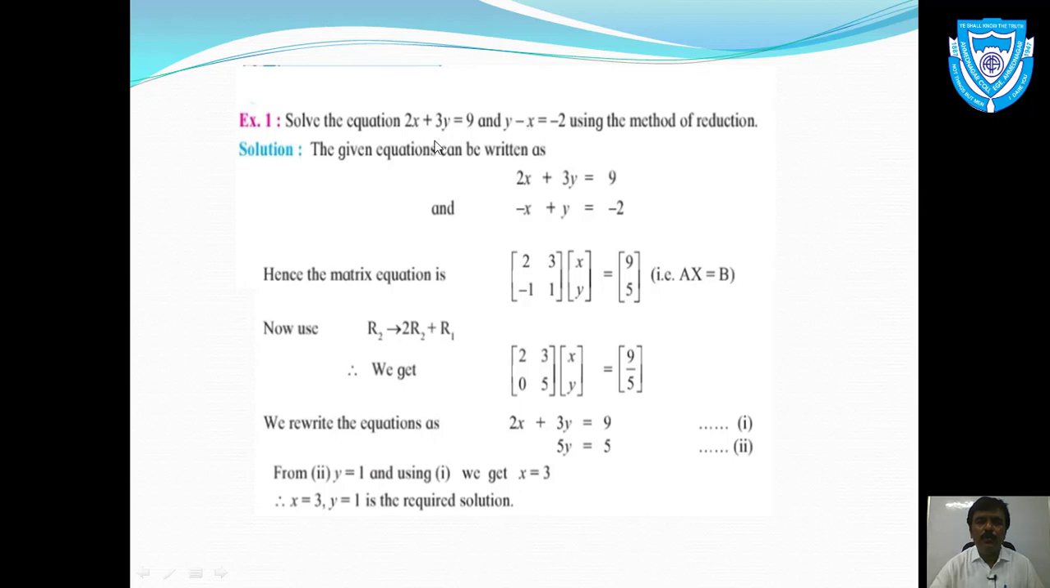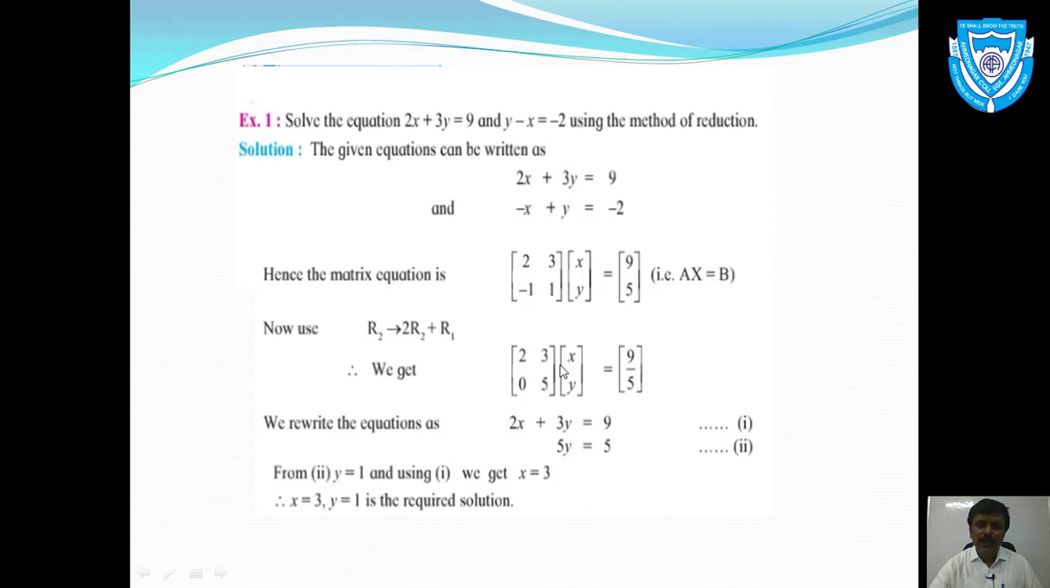At first we are given two equations. We'll rewrite those equations as per the convenience or requirement. We'll convert them into Ax equals B form. After converting them into Ax equals B form, we'll perform some elementary row operations on matrix A to get 0, the elements below the diagonal 0. We have performed one operation here and we got 0 over here. Now after performing the elementary row operation, we got one matrix whose elements below the diagonal are 0.